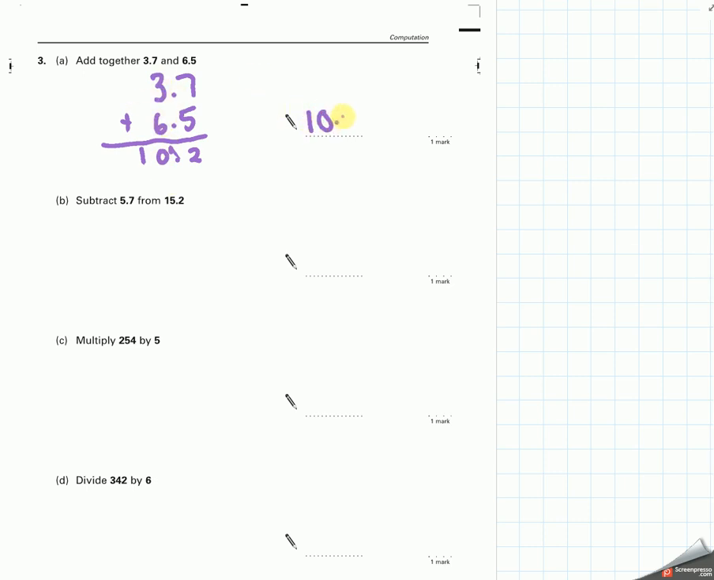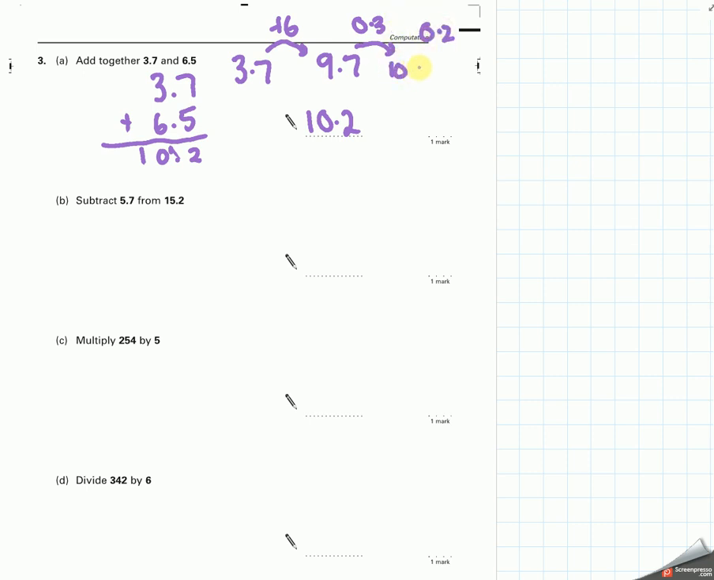The alternative was to do partitioning add-on. So if I start with 3.7, if I think about my 6.5, if I add 6 to it, that gives me 9.7. I can add 0.3 to get me to 10, and that leaves 0.2 to do.